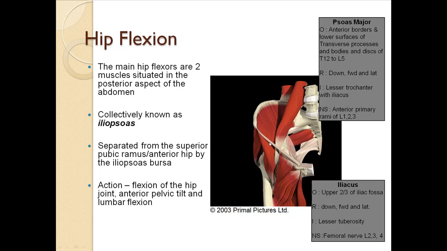Iliacus has a nerve supply from the femoral nerve, whereas psoas major takes its nerve supply directly from the anterior primary rami of L1, 2 and L3.